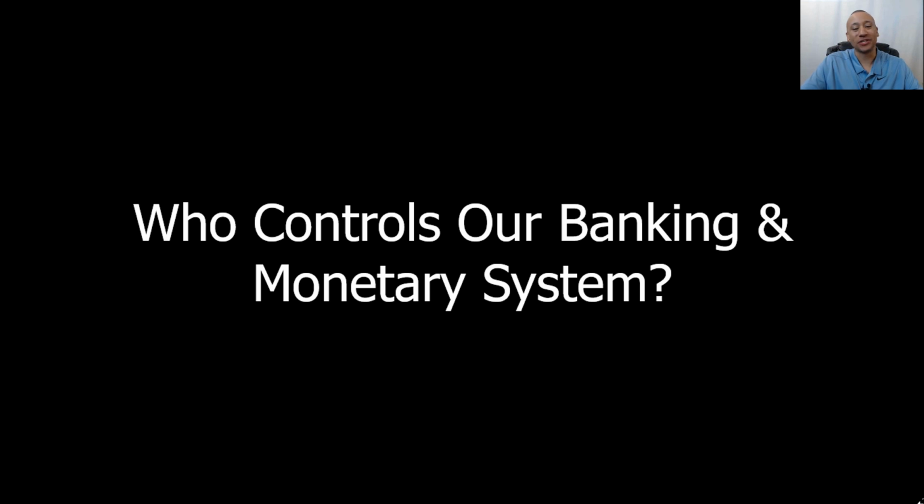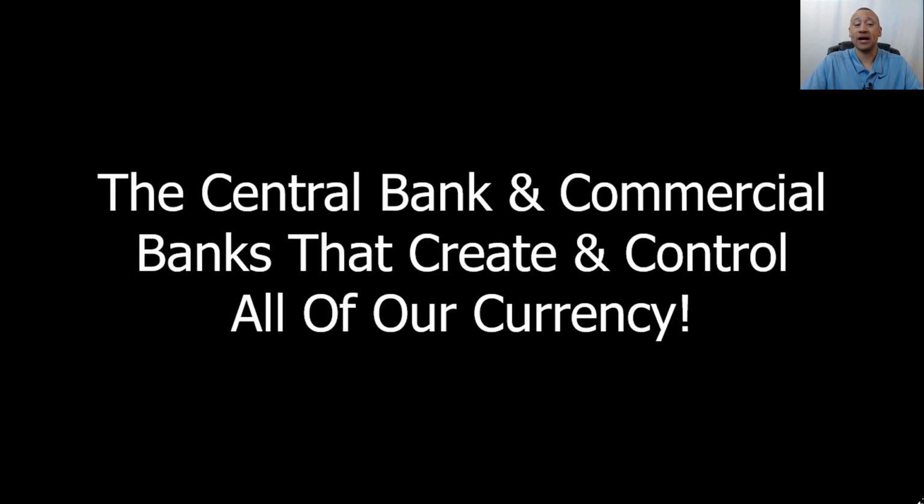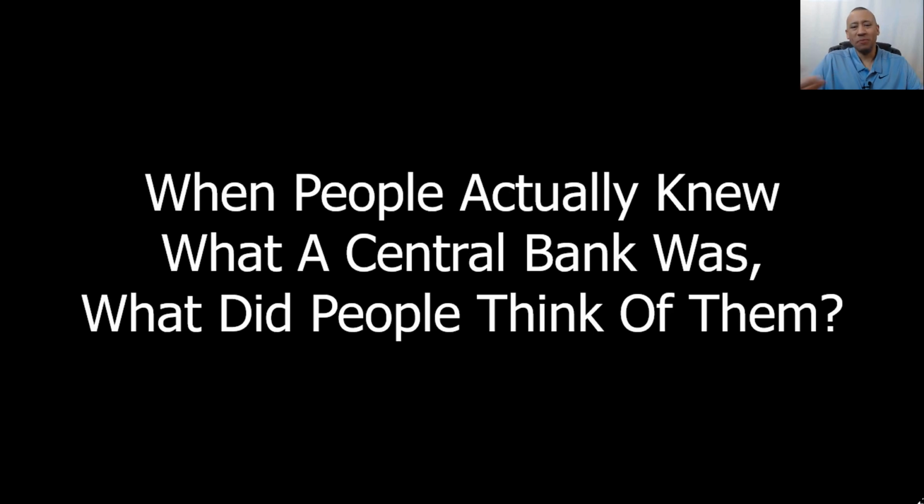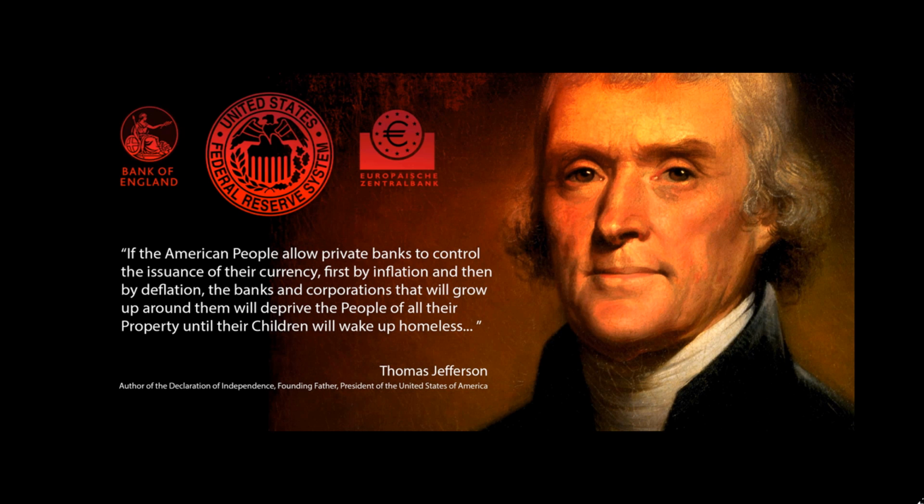So how does our banking and monetary system work? And who actually controls our banking and monetary system? It is the central bank that controls our economy, and it's the central bank and the commercial banks that create and control all of our currency. So when people actually knew what a central bank was, what did people think of them? Thomas Jefferson once said, "If the American people allow private banks to control the issuance of their currency, first by inflation and then by deflation, the banks and corporations that will grow up around them will deprive the people of all of their property until the children will wake up homeless."